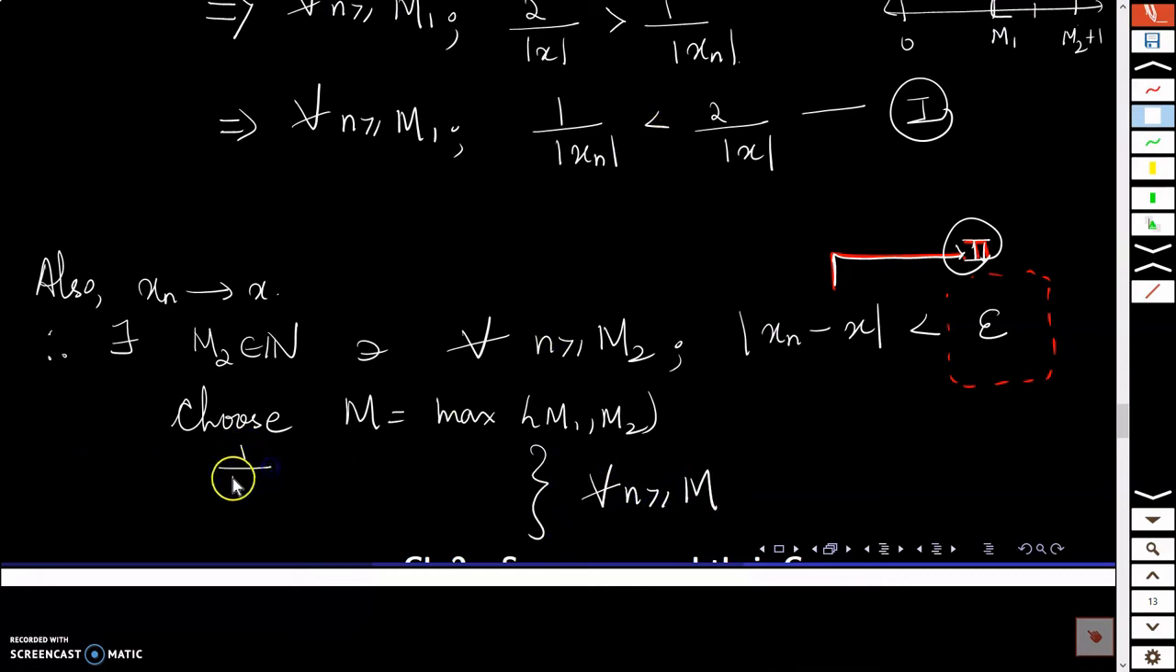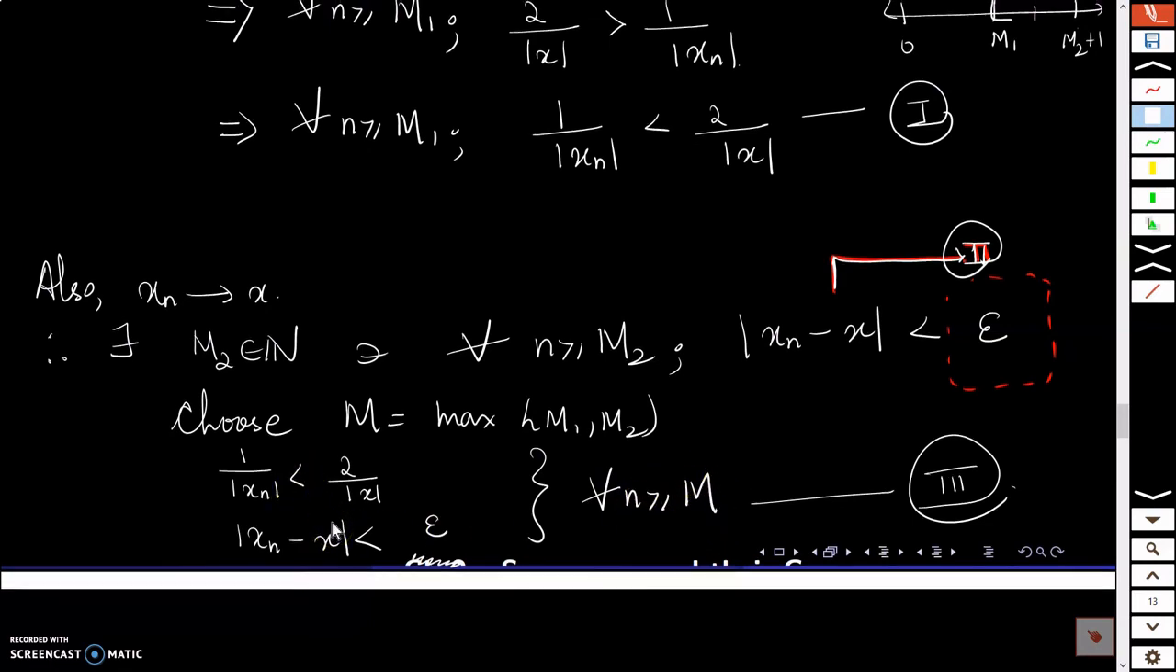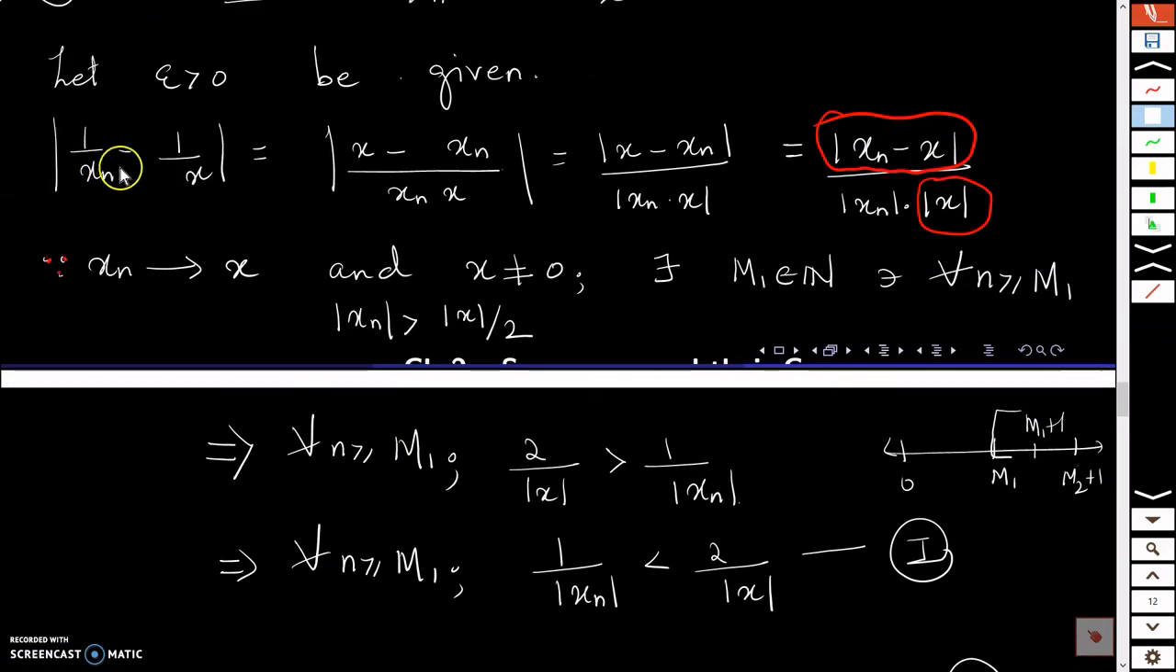That is, 1 by mod xn will be strictly less than 2 by mod x, that is condition number 1, and along with this, mod xn minus x can be made less than epsilon. I am not very sure about this term, so this we can modify later on depending upon our requirement. Right, so this I will name as expression number 3. So for all natural numbers bigger than or equal to this capital M, both these conditions are true.